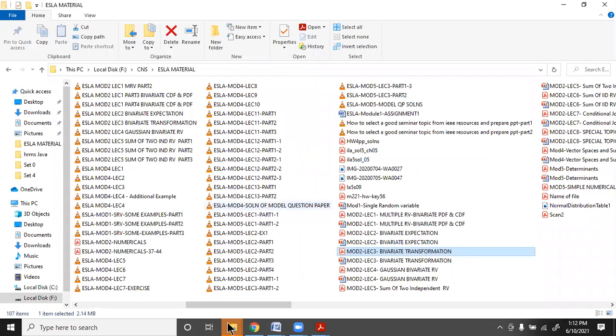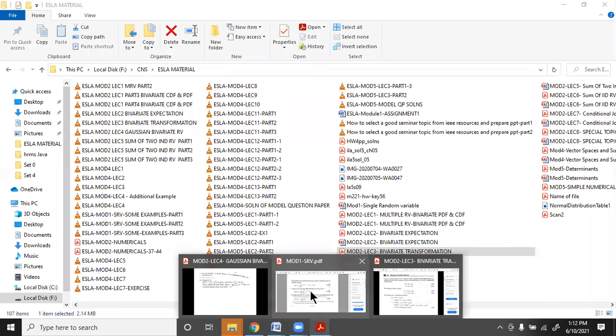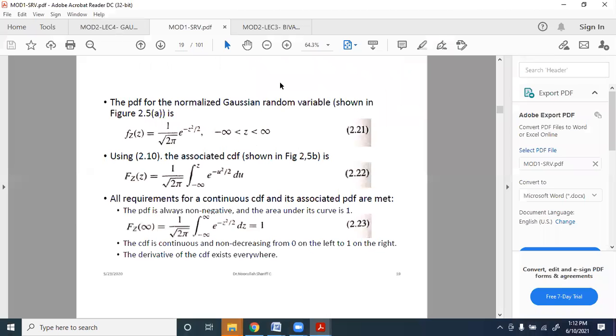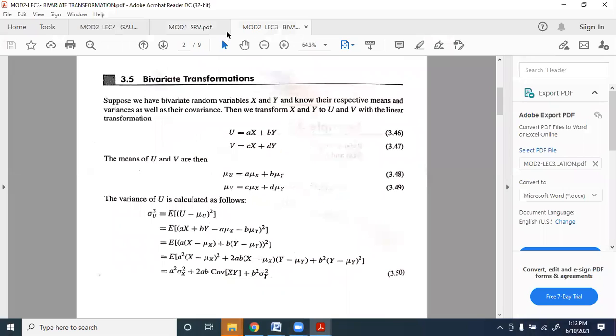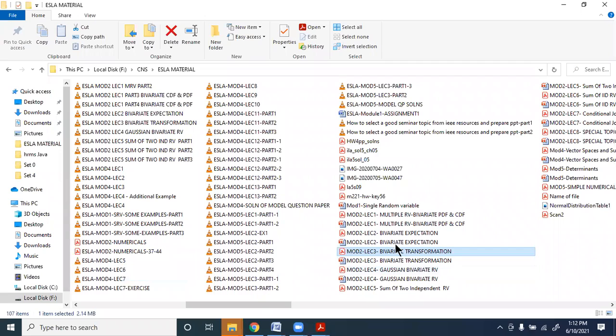Okay, do we have that there? I think we have it. We have it here. Is it, or in the next one? No, I think we don't have it here also. We have it only from 3.46. So we should go to mod 2 lecture 1. Mod 2 lecture 1 will give us that. Mod 2 lecture 1, bivariate PDF and CDF.